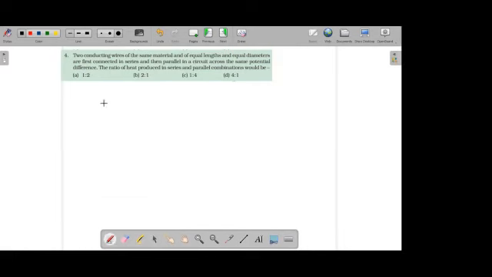So I think it's time for me to show. See the two conducting wires. These statements, they have same material, equal length, equal diameter. These give you that the two wires have the same resistance. Okay. Then first connected in series. So suppose the first wire has the resistance R and they are connected in series, so the equivalent in the series combination will have the resistance as 2R.